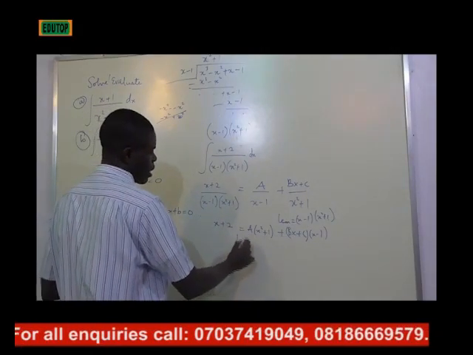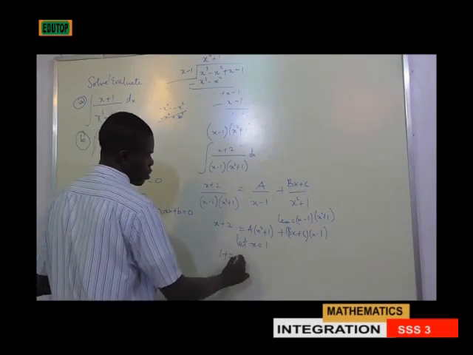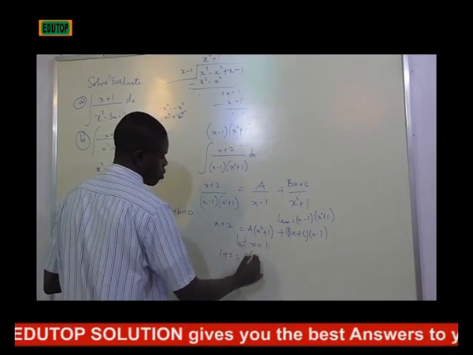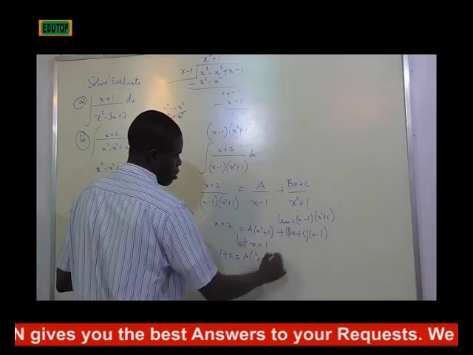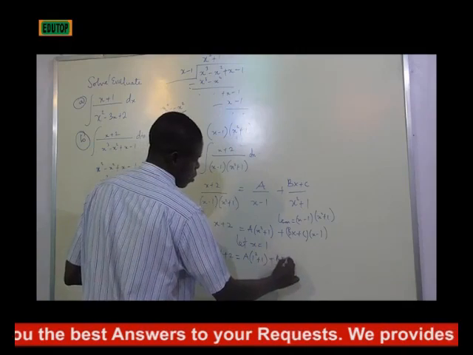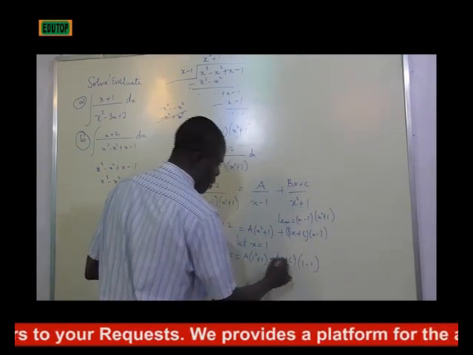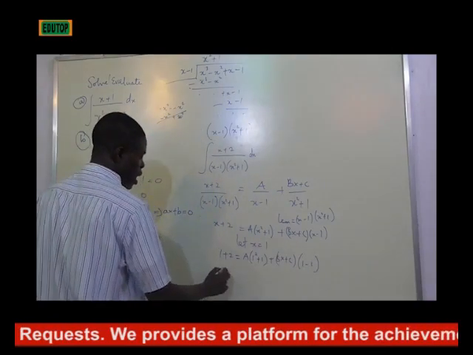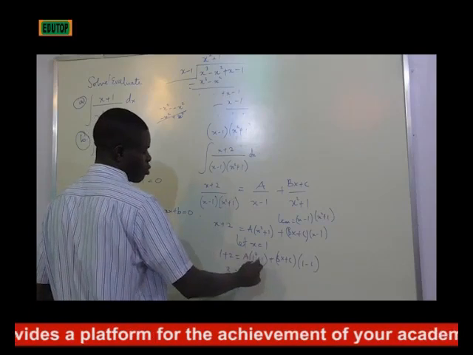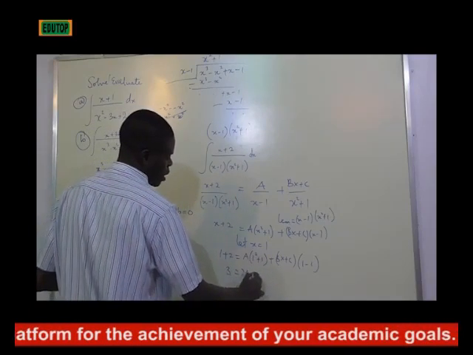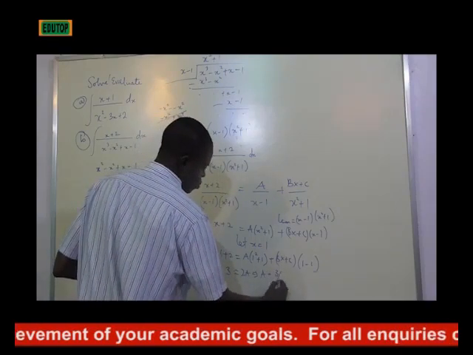So let x be equal to 1. So I have 1 plus 2 equals A into 1 squared plus 1, plus Bx plus C. Then this one is 1 minus 1, which is 0. 0 times everything here becomes 0. So I have 3 equals, 1 squared is 1, 1 plus 1, 2, 2 times 2A. Which implies that my A will definitely be 3 over 2.